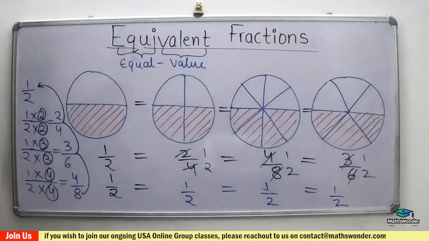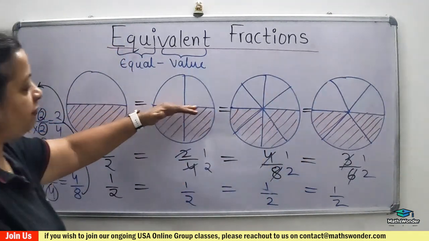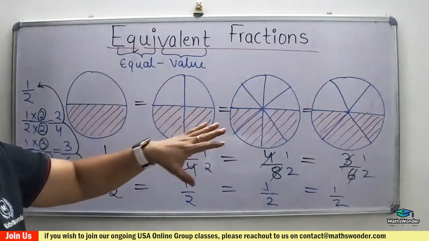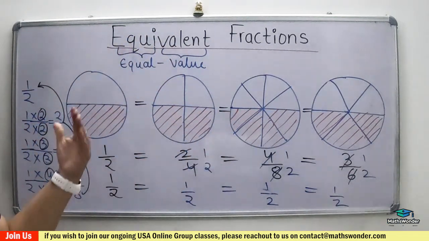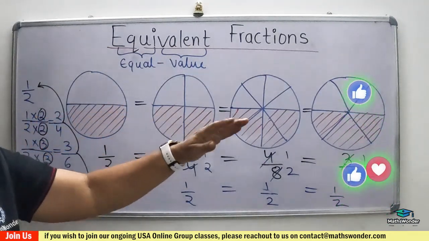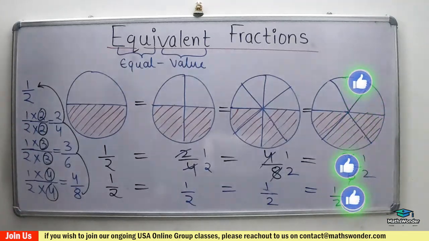So equivalent fractions represent the same part of a whole. See, same part now. Half part, half part, half part, half part. But we have divided individually into 4, 6, 8 parts. But actually, all are half parts, right? So the same part of a whole.